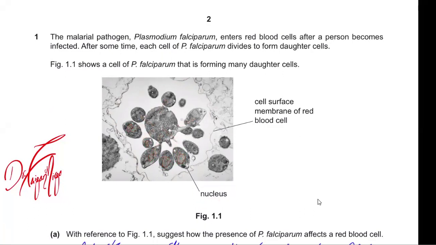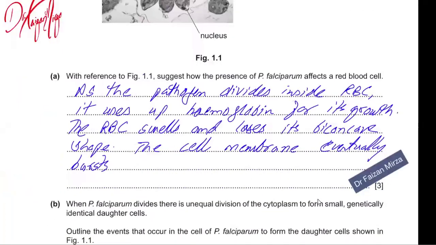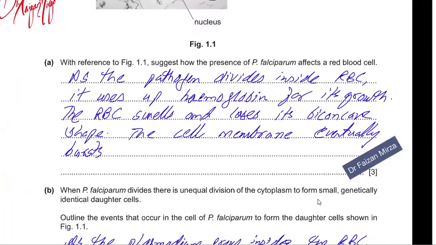every pathogen here. So we know that falciparum is basically a protoctist. It's a eukaryotic cell infecting the red blood cell. With reference to the figure, suggest how the presence of P. falciparum affects the red blood cells. So as the pathogen divides in the RBC, it uses up the hemoglobin as a source of nutrient for its growth. The RBC swells and loses its biconcave shape. The cell membrane eventually bursts.